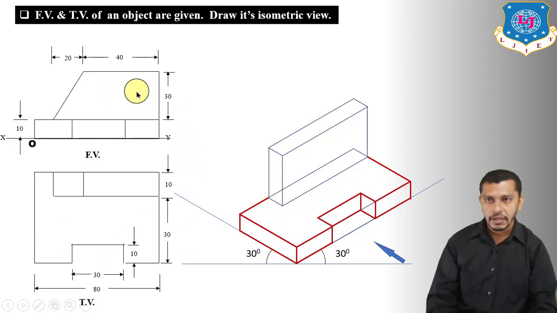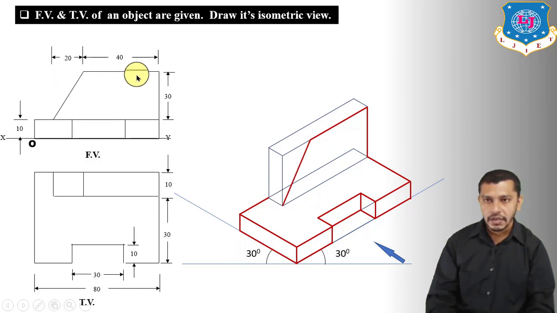Now we have to draw the isometric view of this part. So we will start with the front view of this second part, starting from this edge, height 30 mm, this edge 40 mm over here. Now from this point we have to connect this corner exactly to show this slant edge.